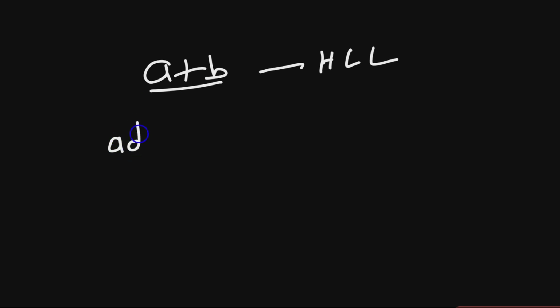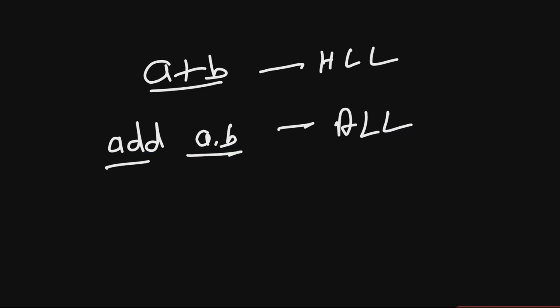Okay, let us take an example. I said if I want to add two variables or two numbers, I write a plus b. I am adding a plus b. Okay, this is a high level language program statement. If I want to write the same statement in assembly level language, I write like this: add a comma b. It is assembly level language, where add is a mnemonic, a and b are the memory locations. Here a and b are called variables. Here a and b are called memory locations.